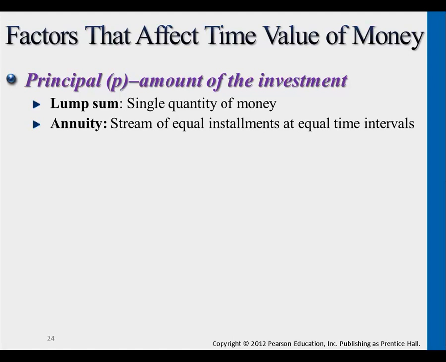Lump sum is just a single quantity of money. It's as a lump, one amount, one large amount of money. What annuity is, it's a stream versus just one lump. Annuity is a stream of equal installments at equal time intervals. All right?